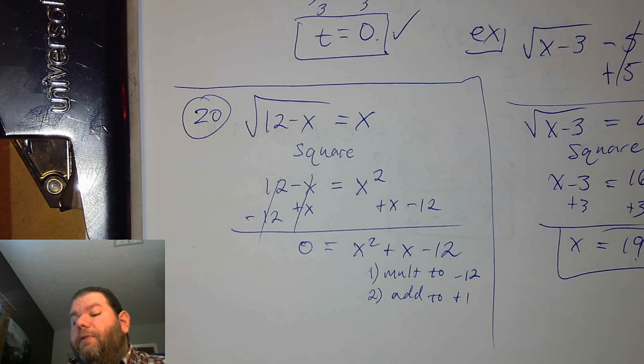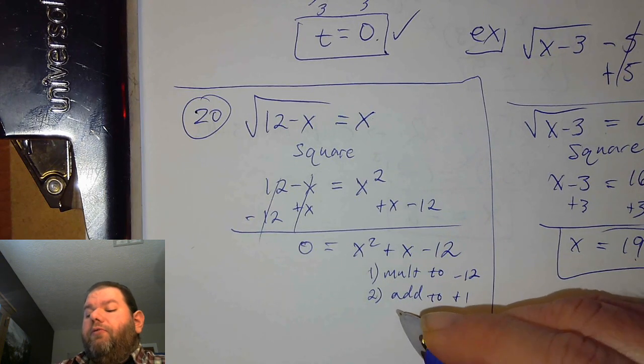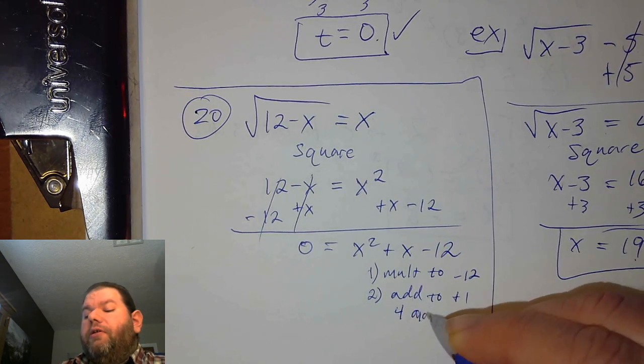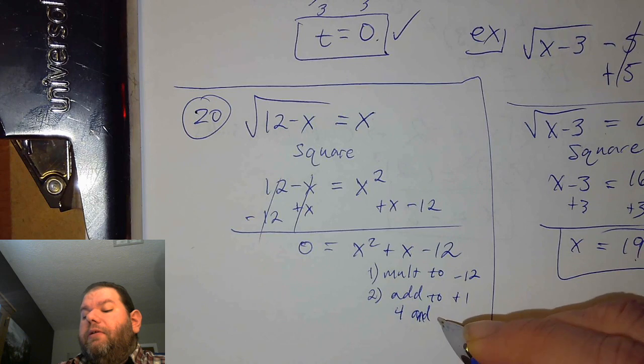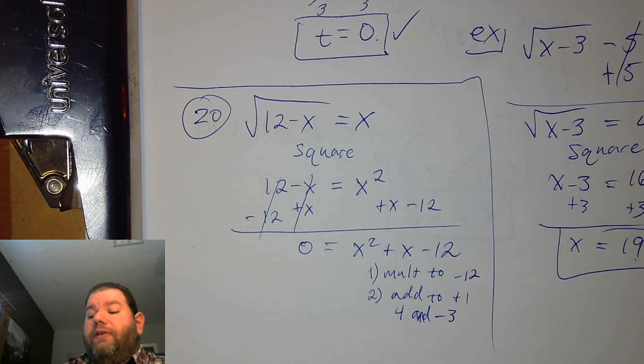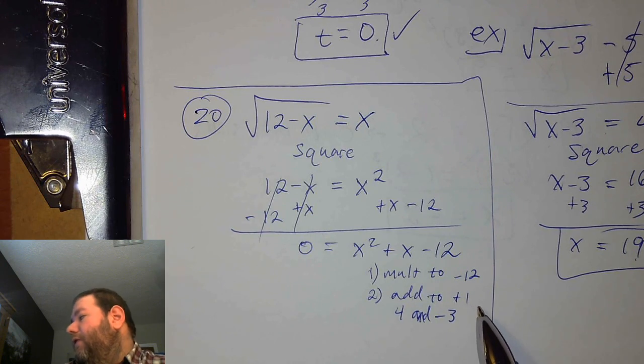4 and 3, but specifically 4 and negative 3, right? We want to make sure we include the signs, because I have to multiply to a negative but then add up to a positive.